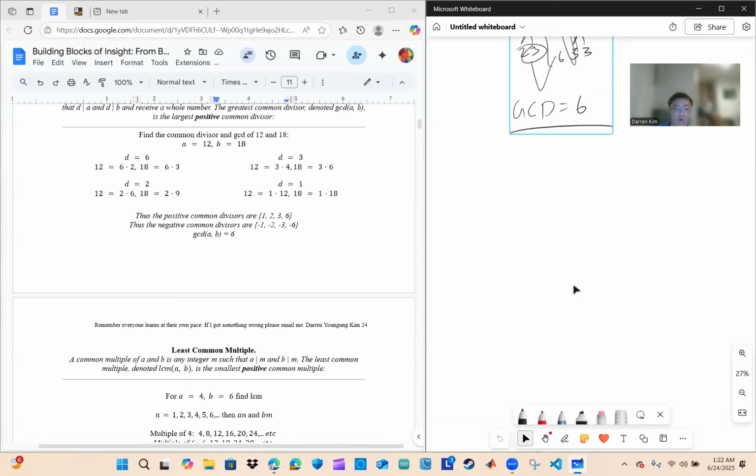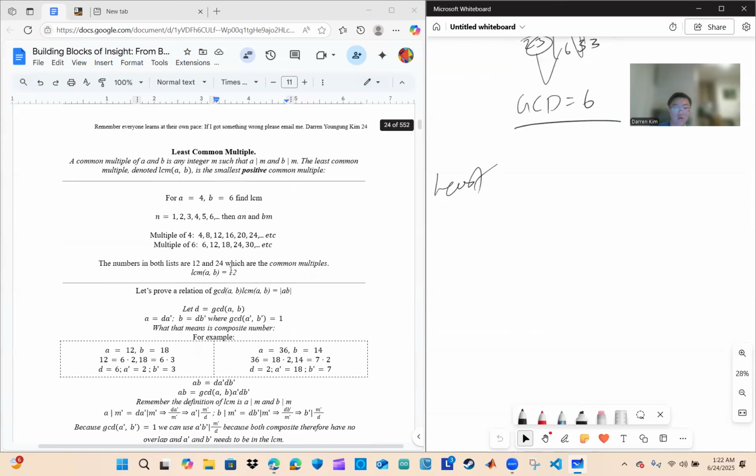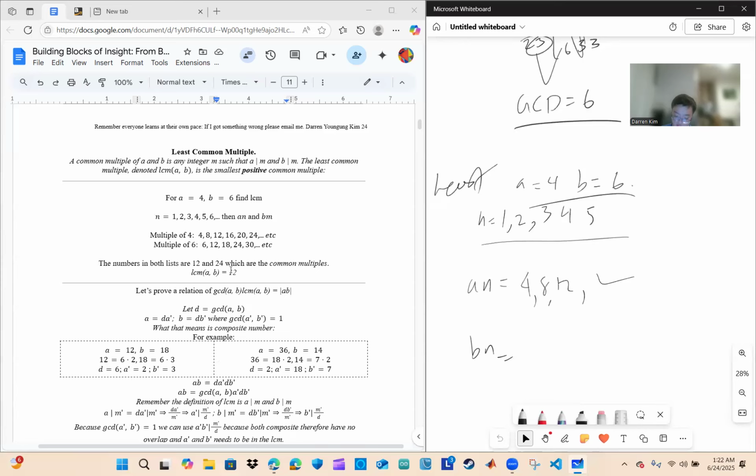I'll go down to the next one. We'll do least common multiple, LCM, with n equal 3, 4, 5. We chose a equals 4 and b equals 6, because I tried to do it with 12 and 18, but it becomes really big. I'll show you later. Then an and bn give you an array of 8, and so on, and then we get 6, 12, and so on. You can instantly get 12 as the first one.